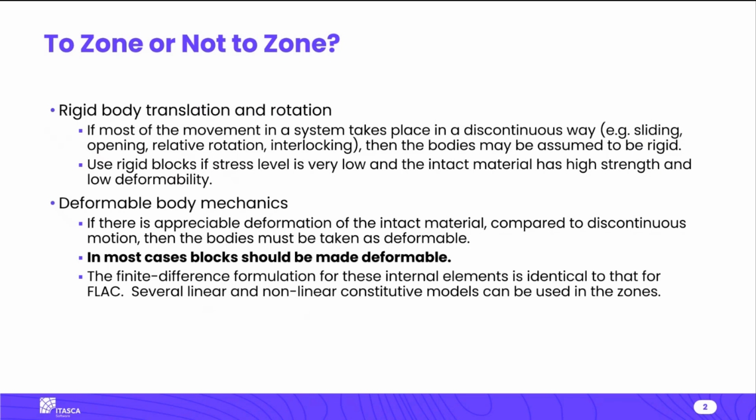Rigid block analyses are useful if you are, for example, close to the surface where there's low stress, or most of the important mechanisms that are occurring are on the joints and you don't really care about deformation of the blocks. Again, in most cases, people will make the blocks deformable. This is important, especially if you expect there to be failure or plasticity in between the joints, and this particular failure mechanism is important in your model.